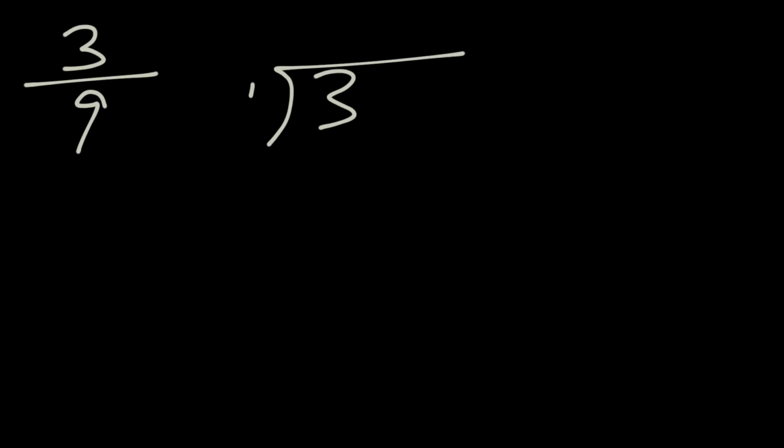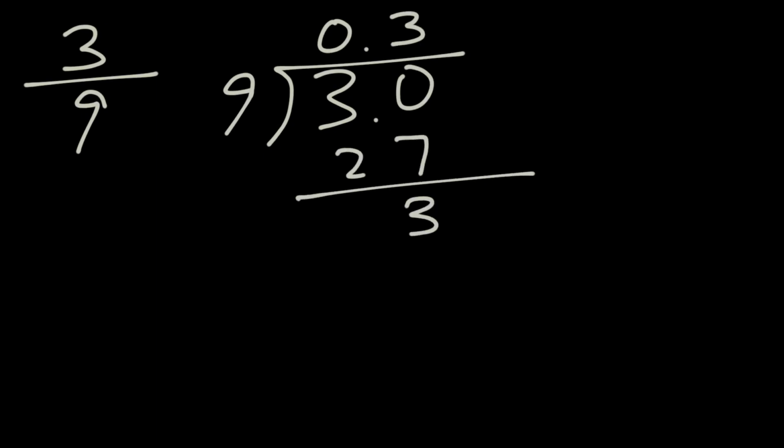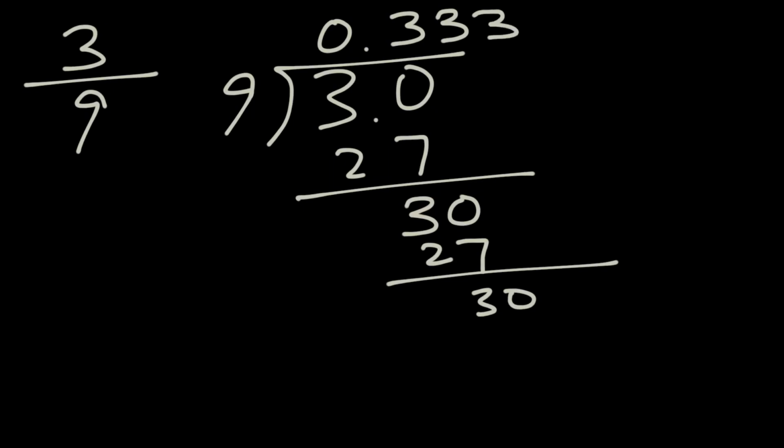Now here's another example that would result in repeated decimals. 3/9. 3 divided by 9. 3 is not big enough for 9, so 0.30 divided by 9, we get 3. And then 27, and 3 again, 3, 27, and you can see that this will keep repeating.